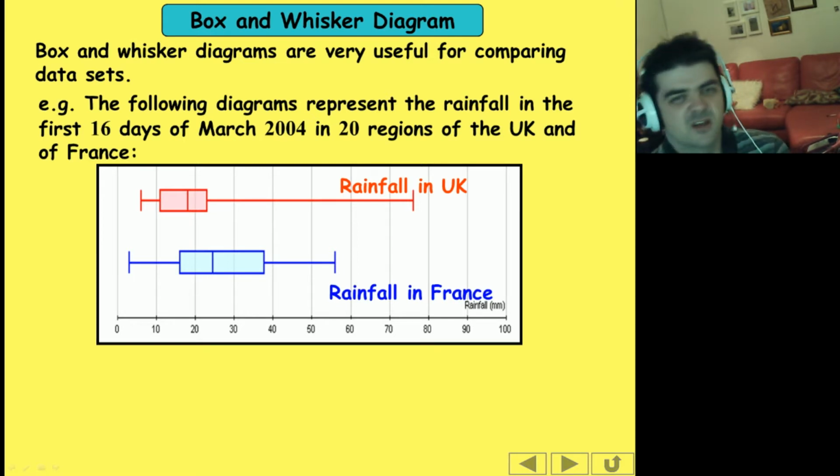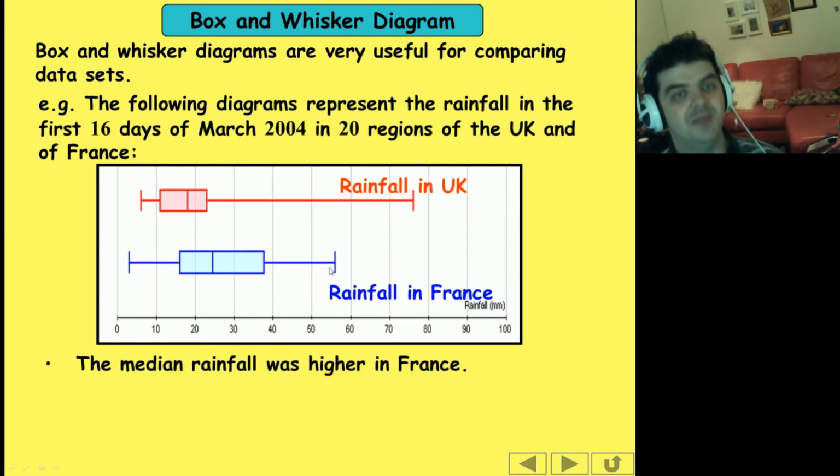As you can see, there's lots of things different about them. If this is rainfall in millimeters on the bottom, the lower amount of rainfall is less in France, and it's greater in the UK than in France, and also the upper bound is an awful lot higher there as well. What else can you say? Well, the median rainfall was higher in France as well, because it's around a value of about 23, and this one is about 18.